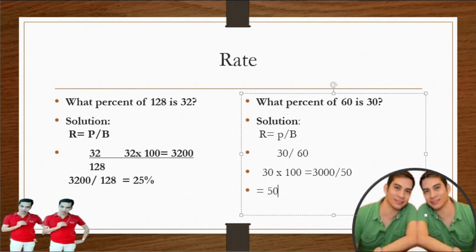Then, write the symbol of percent. So, the final answer is 50%. So, what percent of 60 is 30? The answer is 50%. Last one.